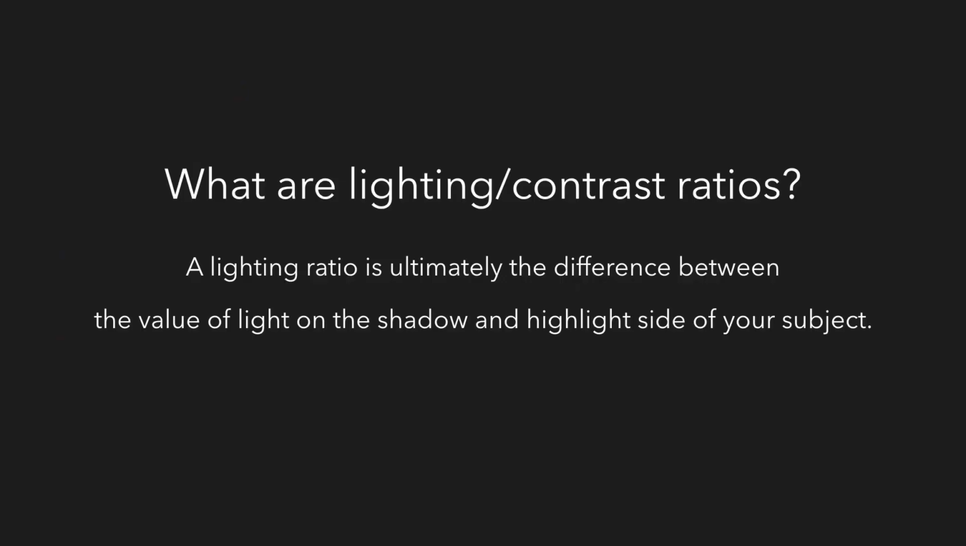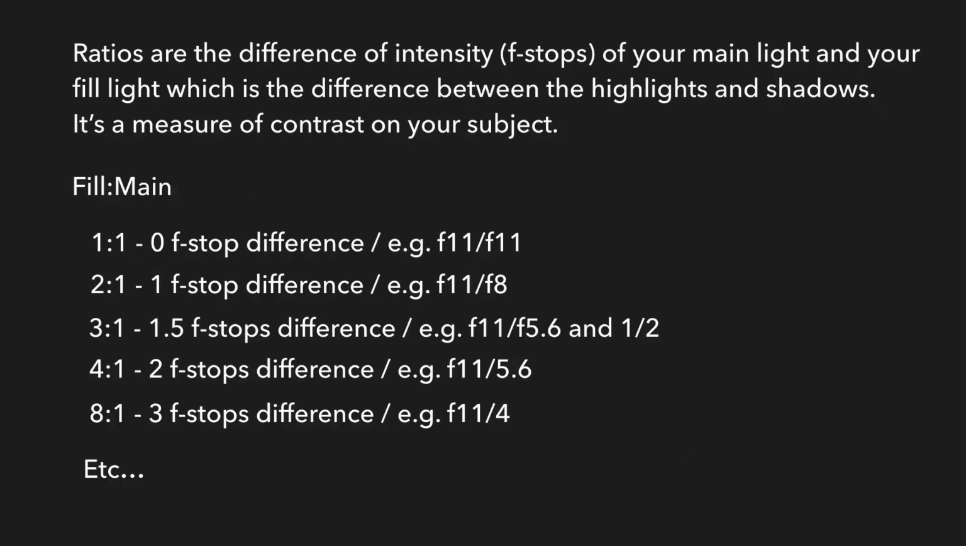So what are lighting and contrast ratios? Well, it's ultimately the difference between the value of light on the shadow side and the highlight side of your subject. Or it could be a mountain, it doesn't really matter, it's the same sort of thing. So let's discuss it in a little bit more detail. What we're talking about now is the difference between a main light, or key light, and a fill light, okay?